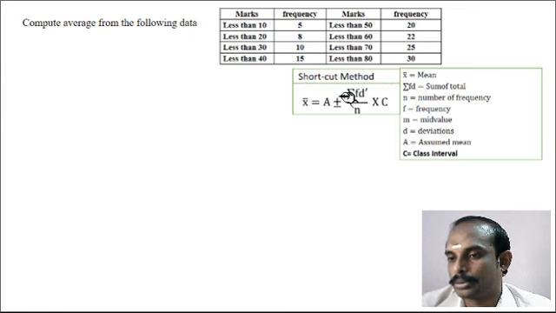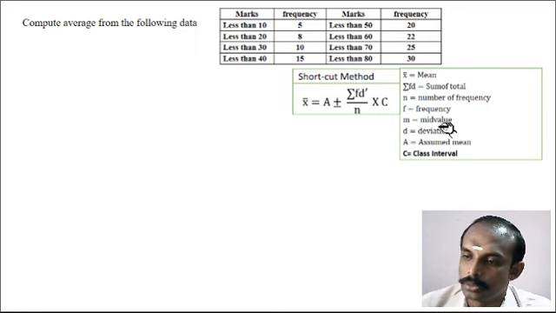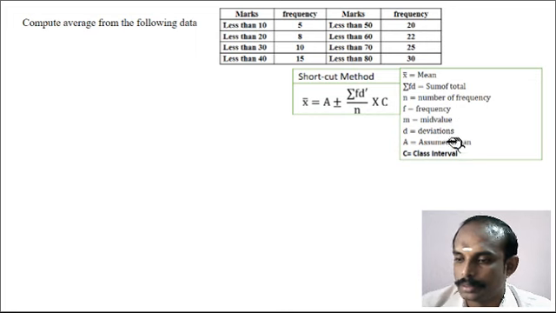X bar is equal to A plus or minus sum of fd dash divided by n into c. X bar is the mean, sum of fd dash is the sum total, n is the number of frequencies or observations, f is frequency, m is the mid value, lower limit plus upper limit divided by 2, d for deviations, A for assumed mean, c for class interval.